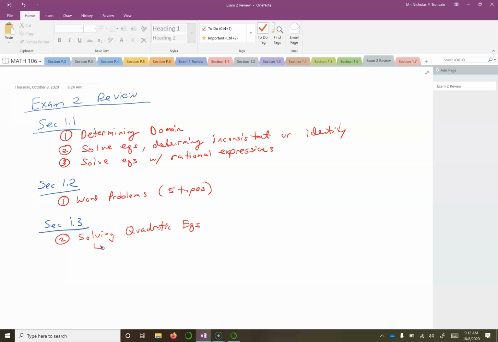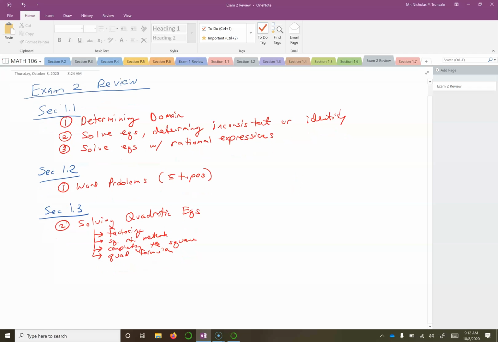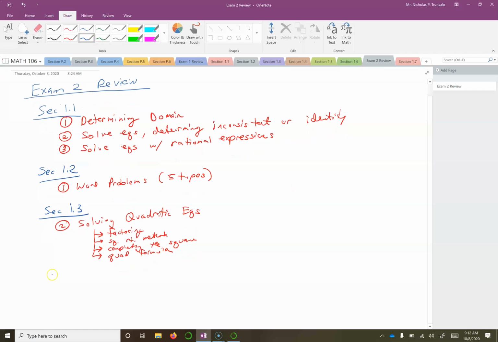And I'll give you the 4 varieties. You had factoring, square root method, completing the square, and then the quadratic formula. So I would make sure that you could do all 4 of those methods. But that's all we did in that section, was figure out how to solve quadratic equations using those methods.